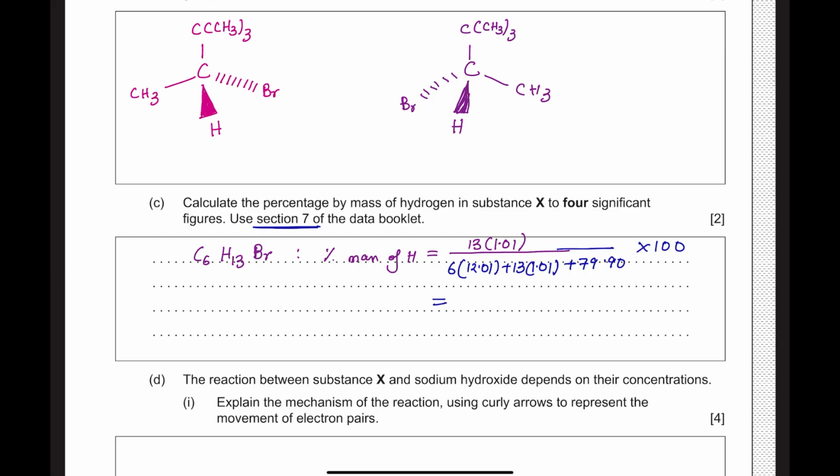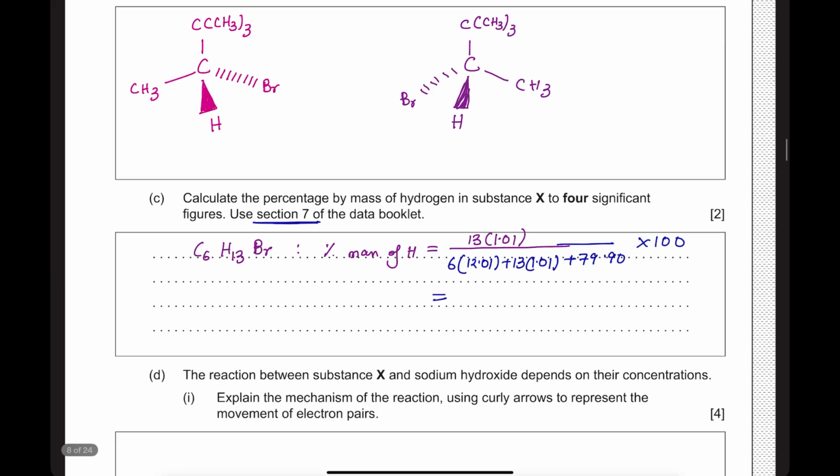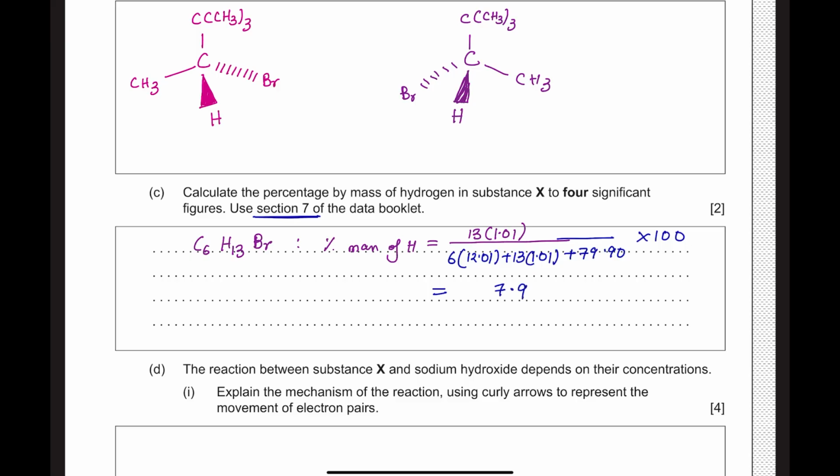Right, when you simplify this, you'll get 7.953%, and it says 4 significant figures, so you have to be careful. You need 3 places of decimal.